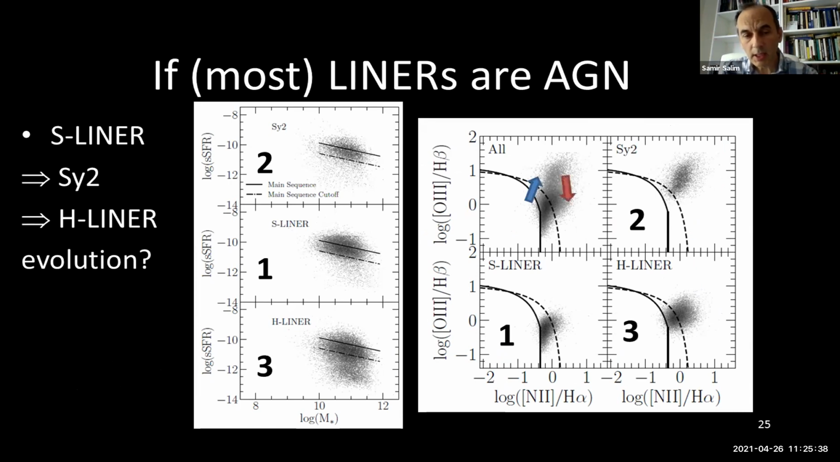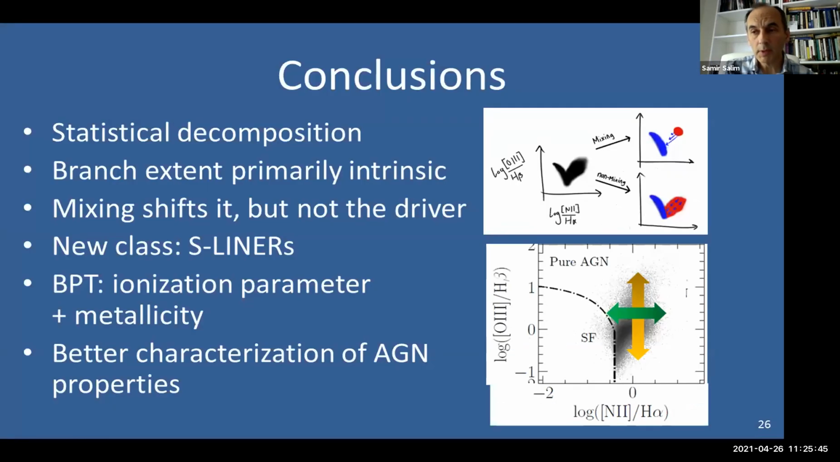As you can see, a lot of these hard LINERs also tend to be quiescent, so that you actually go down in this way. Again, this is very preliminary, and we don't know if that's the case yet.